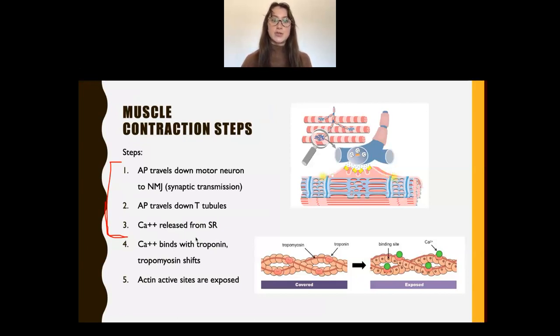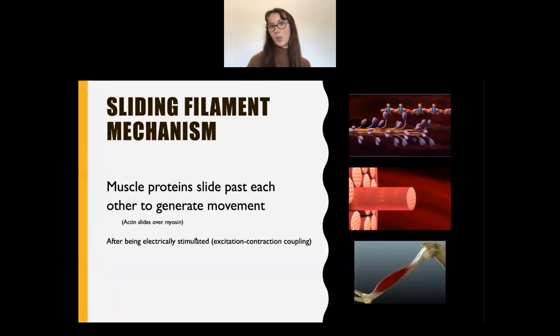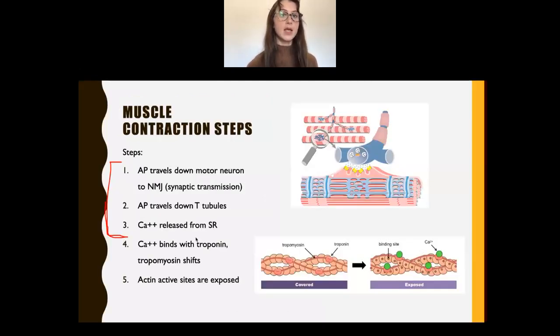Here are our muscle contraction steps. So now that we know about excitation-contraction coupling and the sliding filament mechanism, we could put those two things together to talk about muscle contraction as a whole. So let's jump right into it. Here are our steps. So the action potential travels down the motor neuron to the neuromuscular junction, and that is synaptic transmission. That action potential travels down the T tubules. So once the action potential travels down the motor neuron to the neuromuscular junction, synaptic transmission occurs, right?